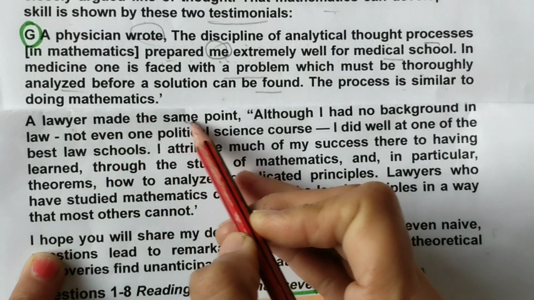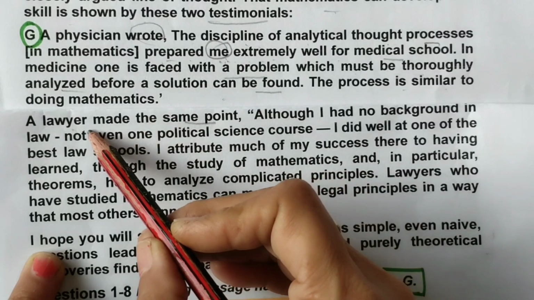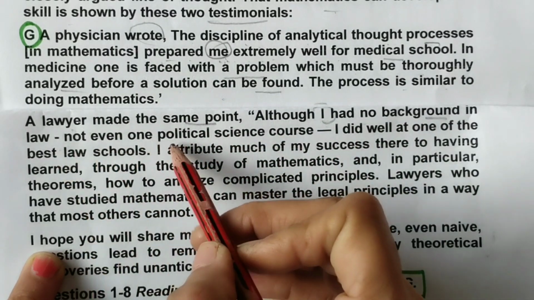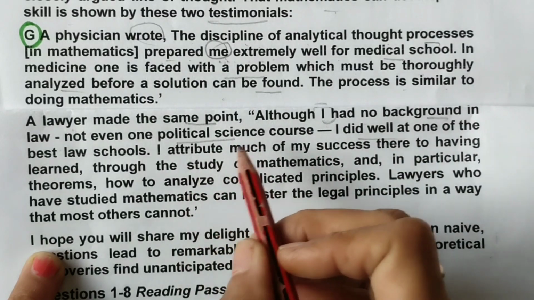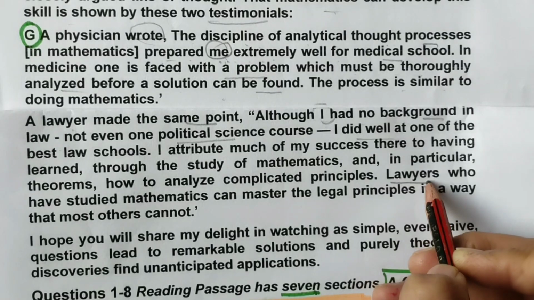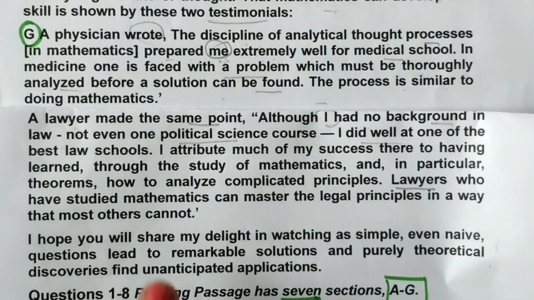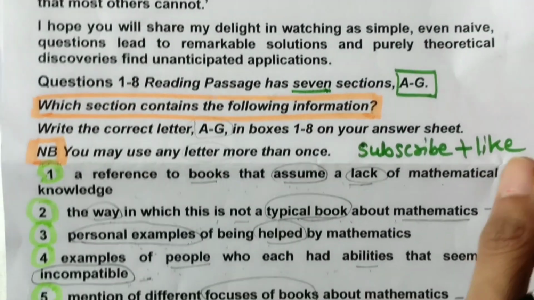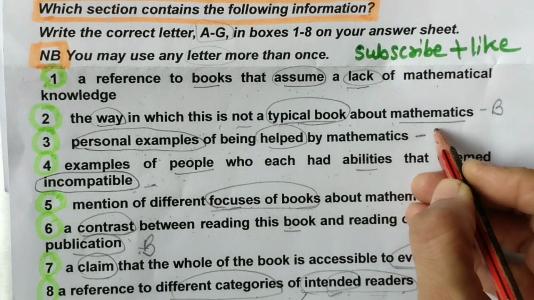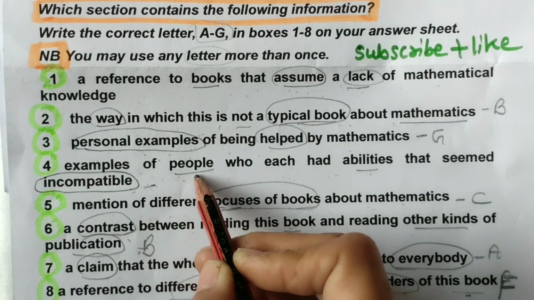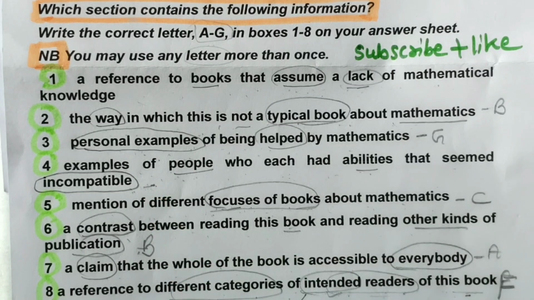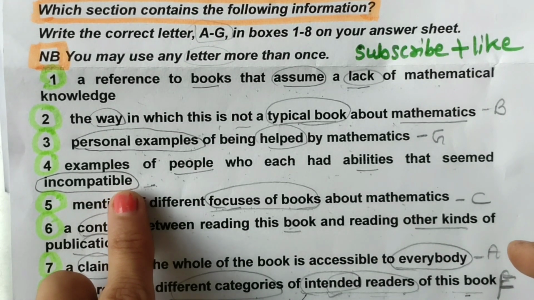A lawyer made the same point. So here "me" is there, and here a lawyer made the same point. Although I had no background in law, not even political science, I did well. It means this is a personal example, and lawyers they are talking about. Okay, so without reading, let's mark the personal examples of being helped by mathematics. So here we can mark it G, and examples of people who had each ability that seemed incompatible. I think we should go through it again.